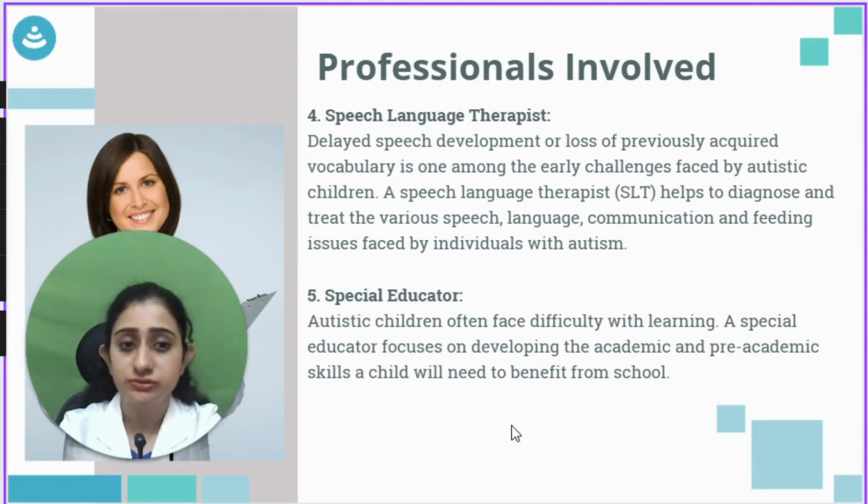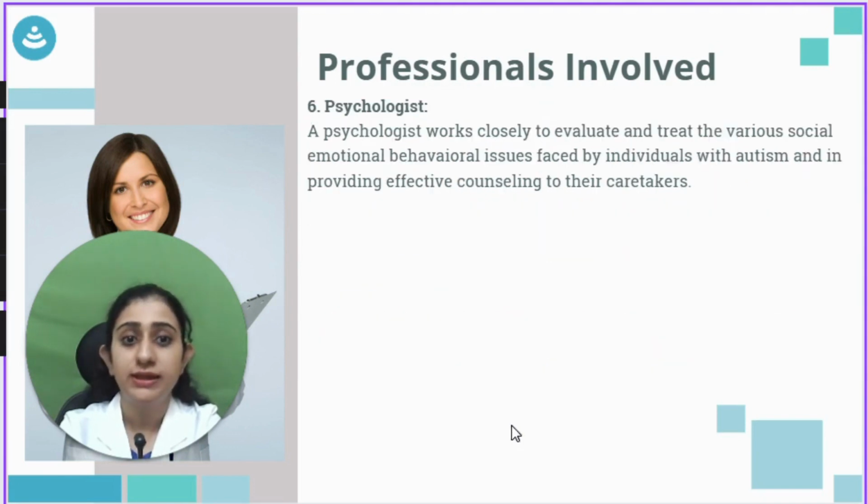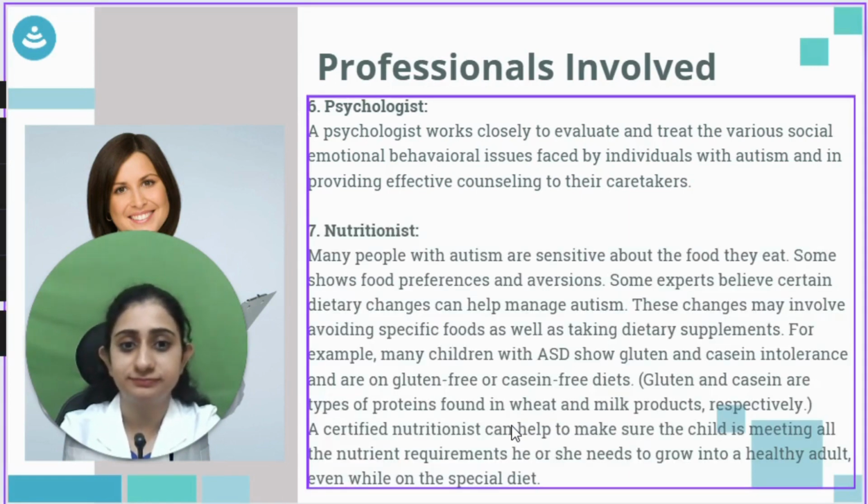Autistic children often face difficulty with learning, and a special educator focuses on developing the academic and pre-academic skills a child will need to benefit from school. Next is a psychologist. A psychologist works closely to evaluate and treat the various social, emotional, and behavioral issues faced by individuals with autism, and provides effective counseling to their caretakers.